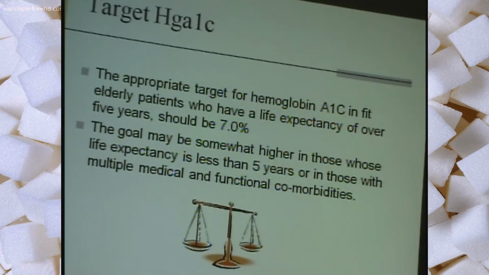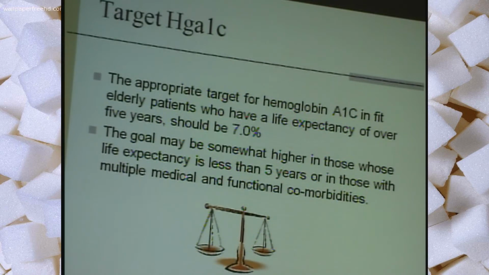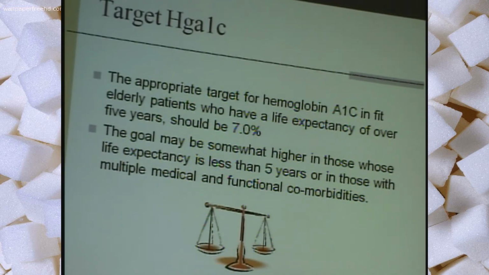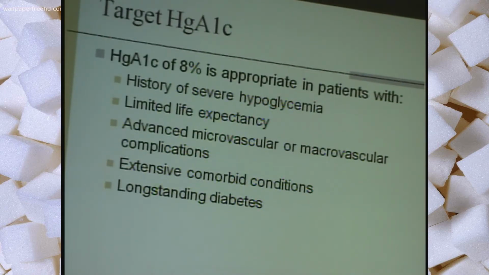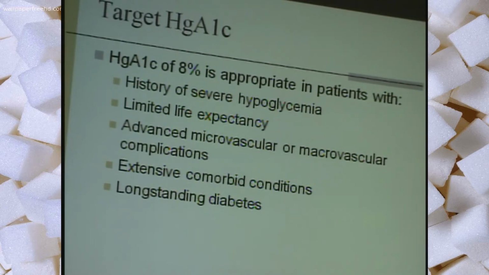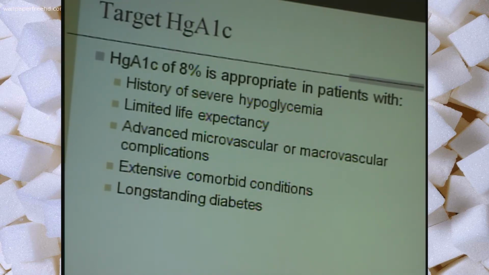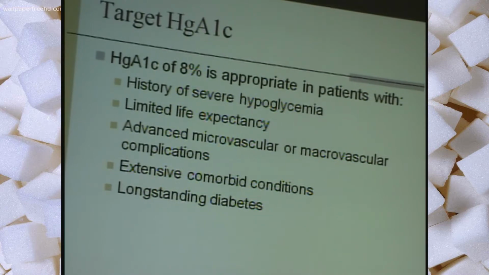So the American Geriatrics Society and the American Diabetes Association have come up with these recommendations. For a fit elderly patient who has a life expectancy of over 5 years, a hemoglobin A1C of 7 is reasonable. But for a patient who has a life expectancy of less than 5 years and many other comorbidities, a hemoglobin A1C of 8 is appropriate. A hemoglobin A1C of 8 is appropriate for patients with a history of severe or recurrent hypoglycemia, limited life expectancy, advanced micro and macrovascular complications, extensive comorbid conditions, and long-standing diabetes. Does that make sense?